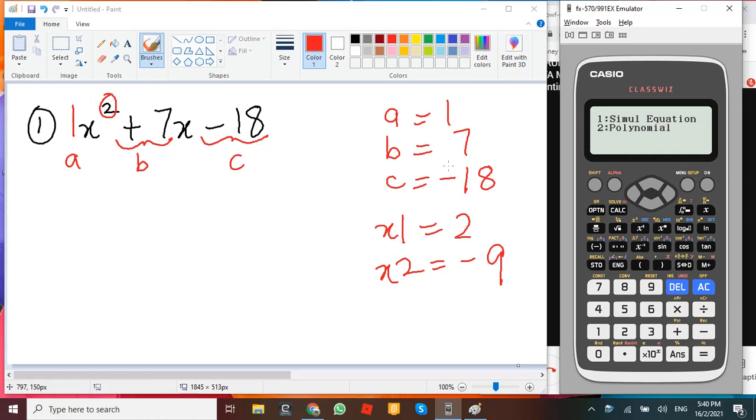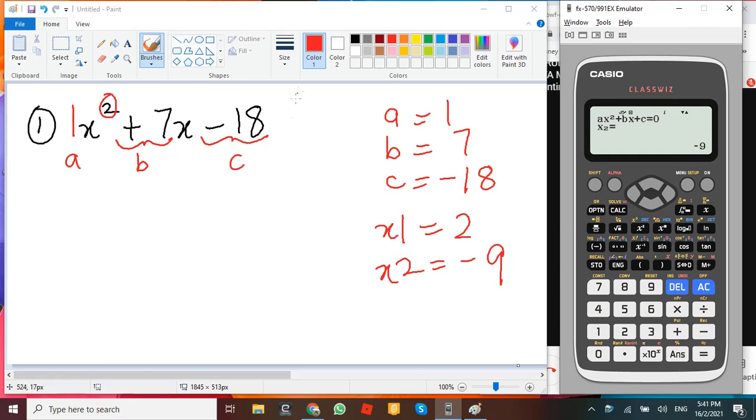So quadratic expression is a polynomial. We press number 2 for polynomial. So what is the degree? Again, degree is 2. Press number 2. Okay. Now, we have the expression like this. So, the value of A here is 1 equal, B is 7. You also can use this arrow button. Okay. And C is negative 18. Okay, equal. Then you press equal again. So now you can see the value x1 is 2 and the value of x2 is negative 9. Same answer, no problem.